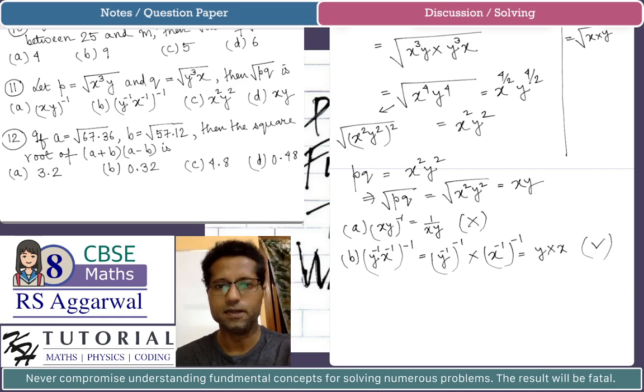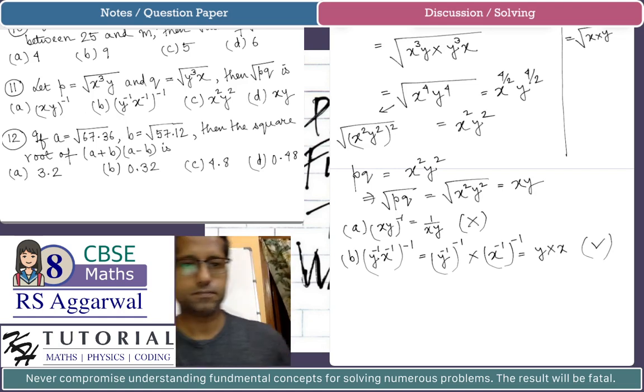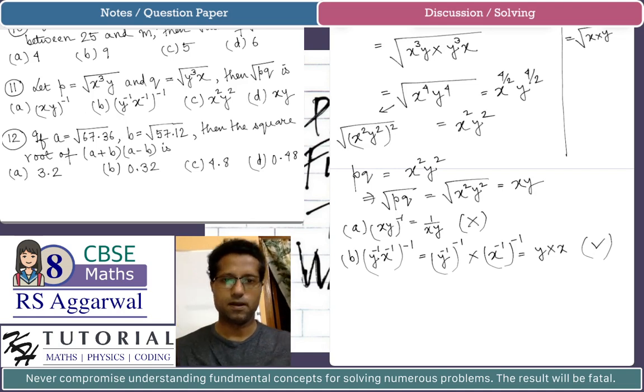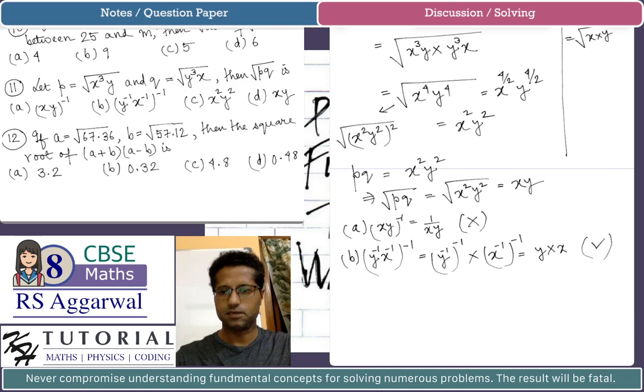And obviously C and D are, wait, D is also given to be xy. The answer is xy, but we can see there are two choices which are matching. So I might have done some mistake in writing the choices. So B is, we can see, correct, xy.